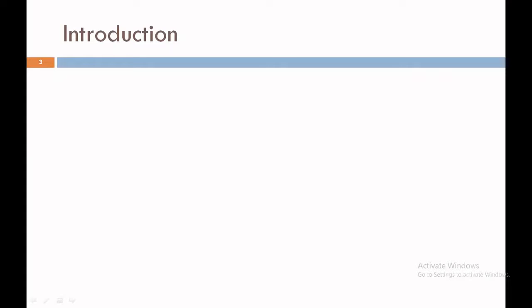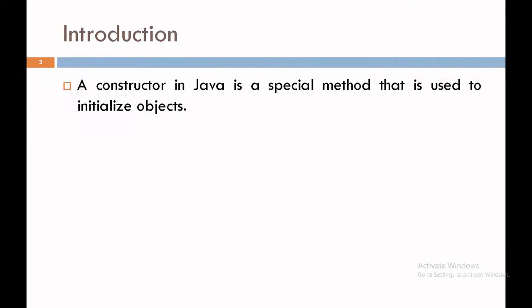That means what is the constructor in Java? A constructor in Java is a special method which is used to initialize an object. That means it is used to initialize the value of the object. In Java, a constructor is nothing but a block of code similar to a method. It is called when the instance of the class is created. That means the constructor is automatically called when the object of the class is created.